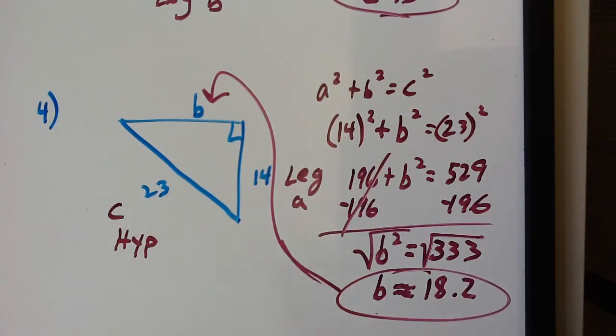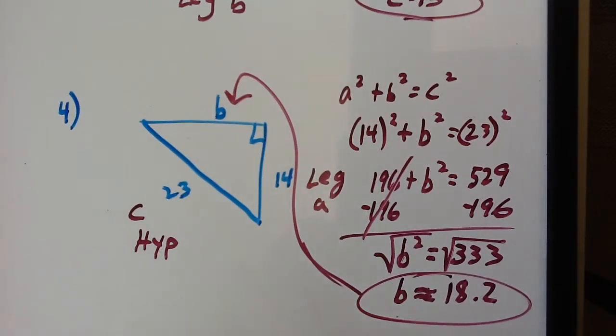Okay? So whenever you have a right triangle, you can use a squared plus b squared equals c squared, set it up, plug in the values that you know, and solve for the unknown side.